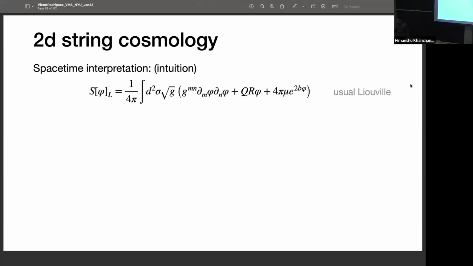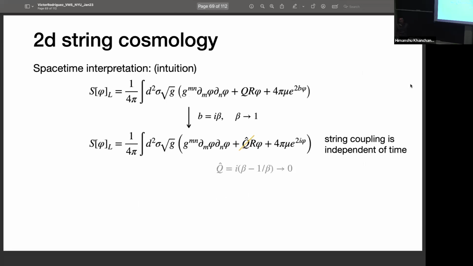Okay, but now let's do a similar analysis just to get the intuition. So this is the usual Liouville action. The first step to get to time-like is to continue to this branch of imaginary b.